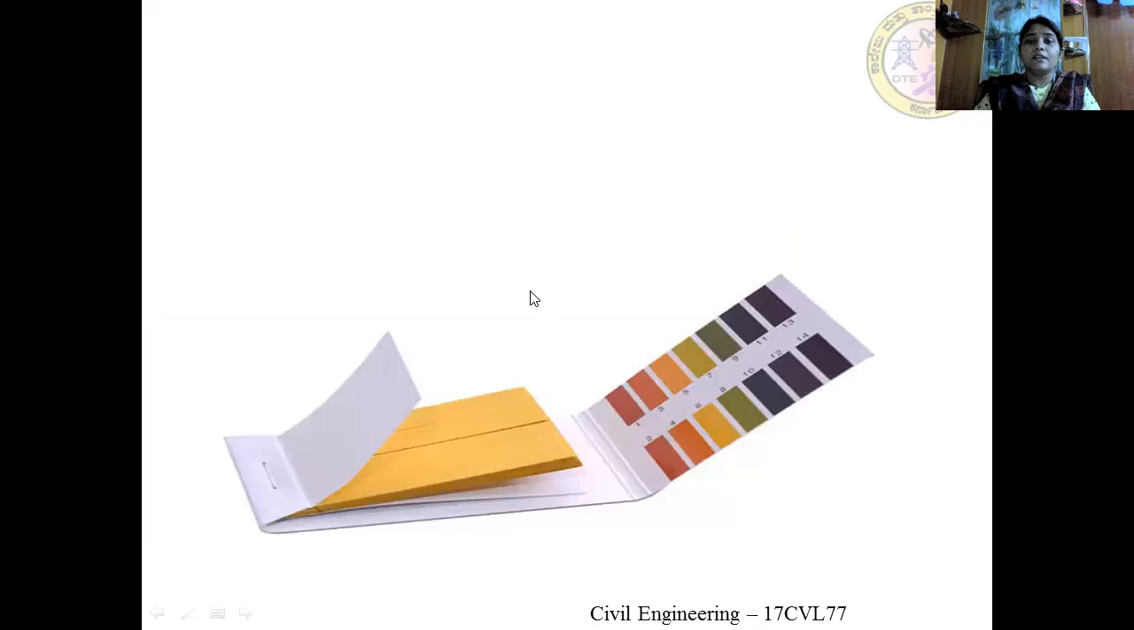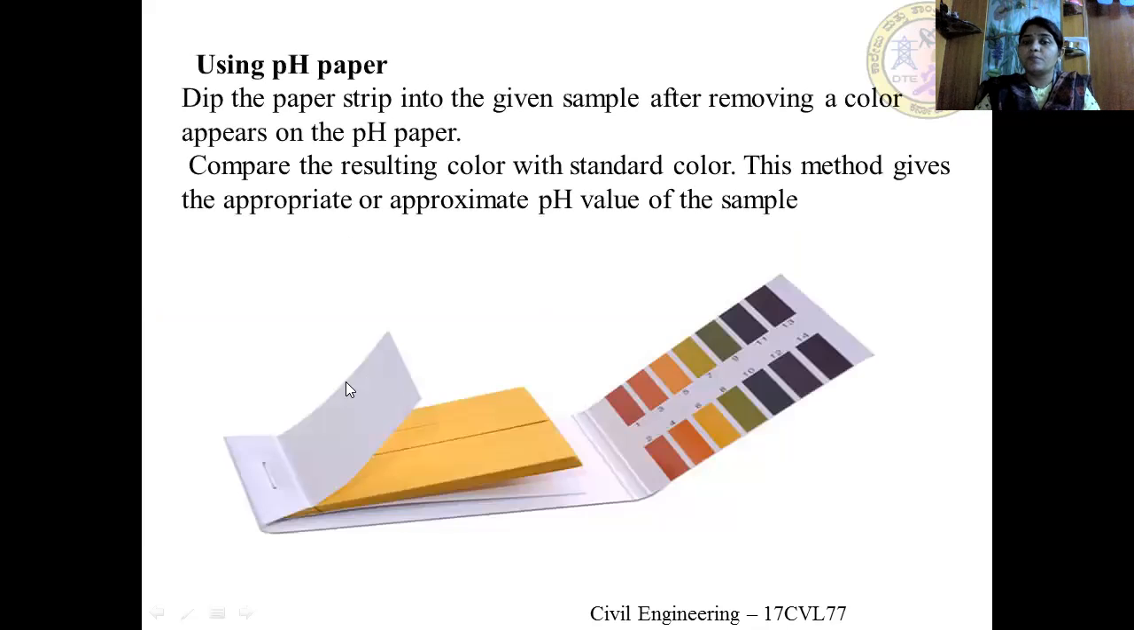Now another method is the use of pH paper. You can see the pH paper here, and these are the standard colors which signify that this color has pH 1, 2, 3, 5, 7, 9, 10, 11, 12, 13, 14. When I dip this paper in any given sample, a color appears on this paper. Then I compare that with these standard colors and I say the pH of that given water sample is 11 if blue color comes. If pink, I say it is 3, or 5.